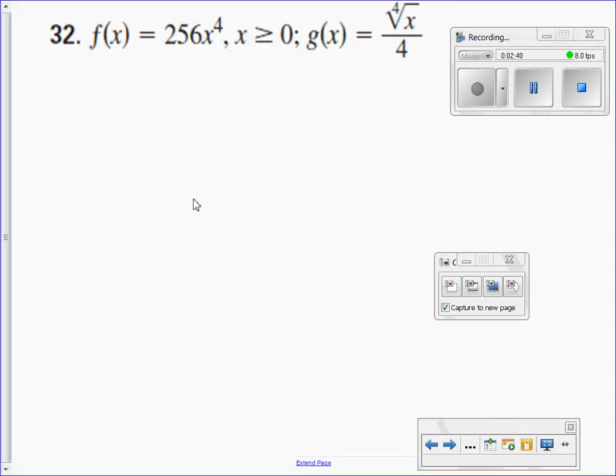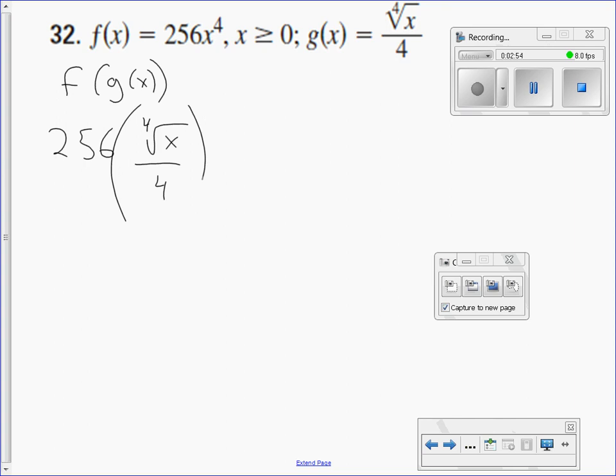Verify we have inverses. So, f of g of x. We take 256 times the 4th root of x over 4 to the 4th power. What's 4 to the 4th power? 256. The 4th root of x to the 4th power is x. So it's 256 x over 256, which is x. Okay? Go the other direction.